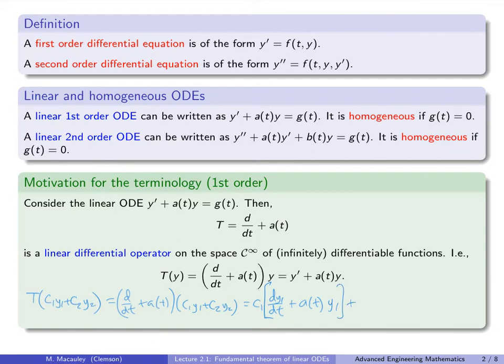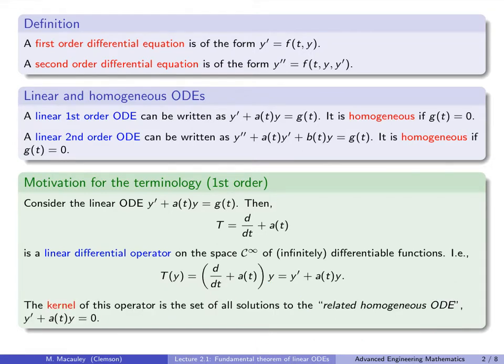And then the same thing in the second term, we get c2 times d dt times y2, so that's c2 dy2 dt, and then the last term we have a of t times y2, so plus a of t times c2 y2. And indeed, this is c1 T of y1 plus c2 T of y2. So this is indeed linear.